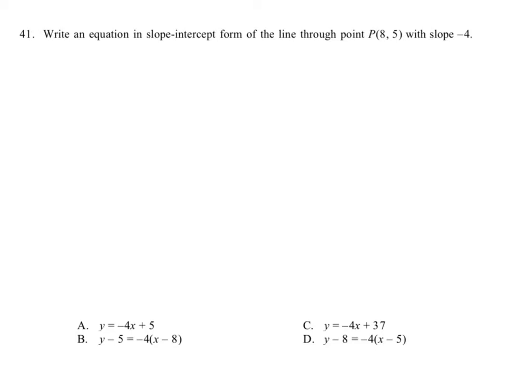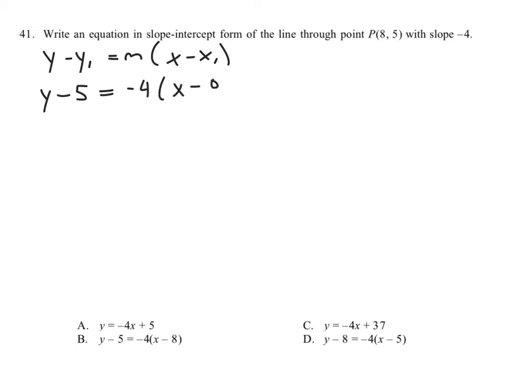They give us a point and they give us the slope. So what I'm going to start out by doing is write it in point-slope form, which is y minus y1 equals m parentheses x minus x1. If I start out by writing it like that and then convert it over, that's going to be the easiest way. So I'm going to say y minus, what is the y coordinate that they gave us? 5. Slope -4 parentheses x minus, what is the x coordinate that they gave us? 8.